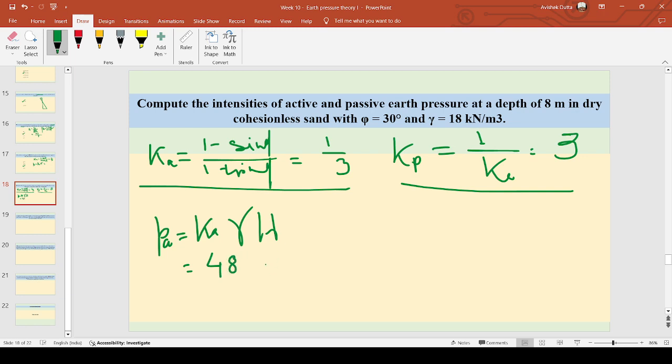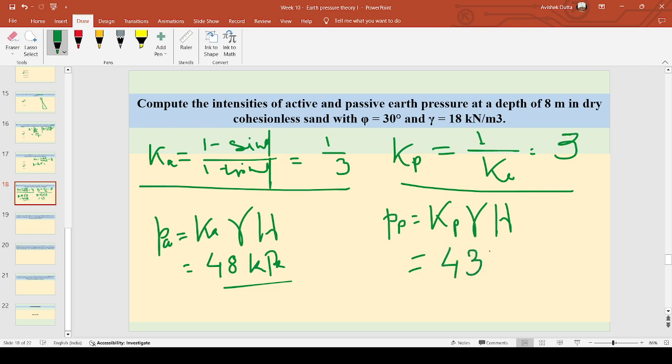What will be the unit? Kilonewton per meter square, or kilopascal. And what is the answer of passive pressure? 432, sir. Yes, 432. Kp into gamma into H, that is 9 times of this. Just multiply this with 9 and you'll get 432 kilopascal.